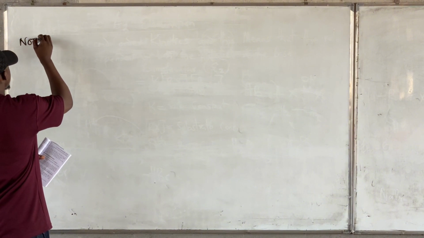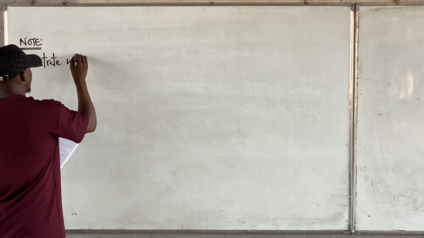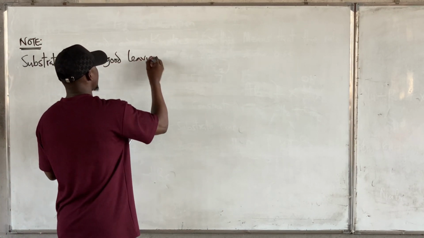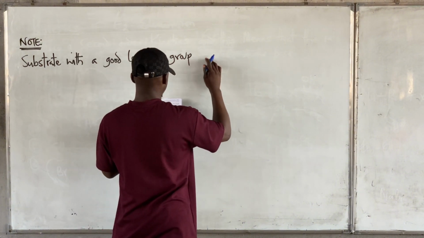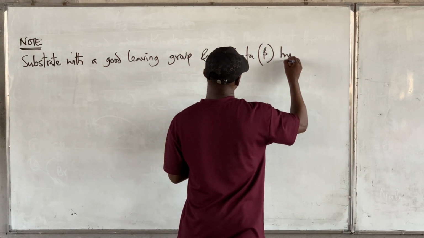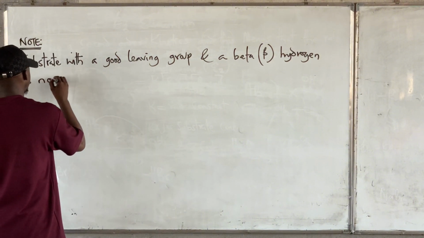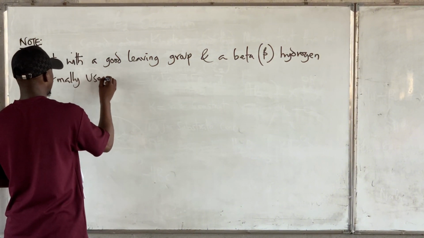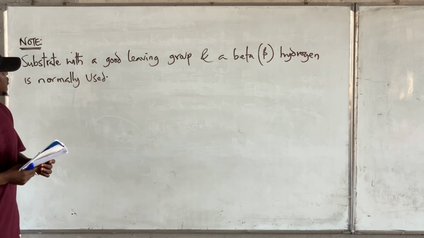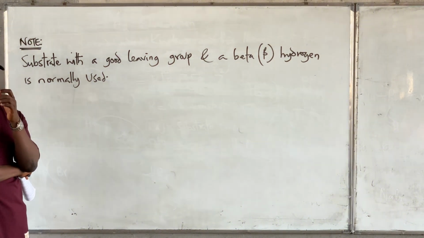Note, a substrate with a good leaving group and a beta hydrogen is normally used. This is where we try to understand the difference between E1 and E2. So that's point number one: a substrate with a good leaving group, because if the leaving group is poor, right?